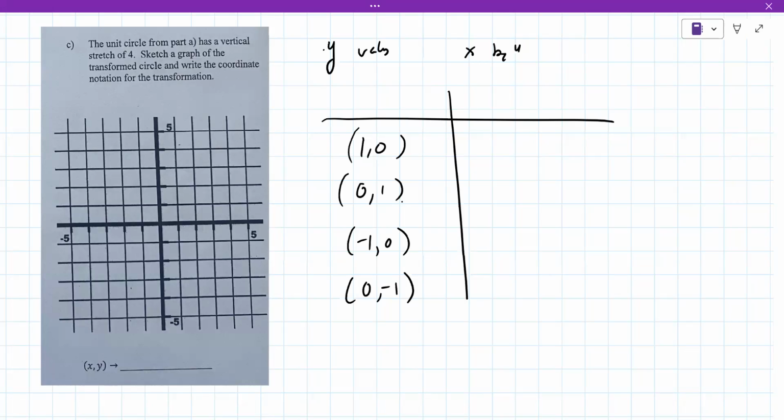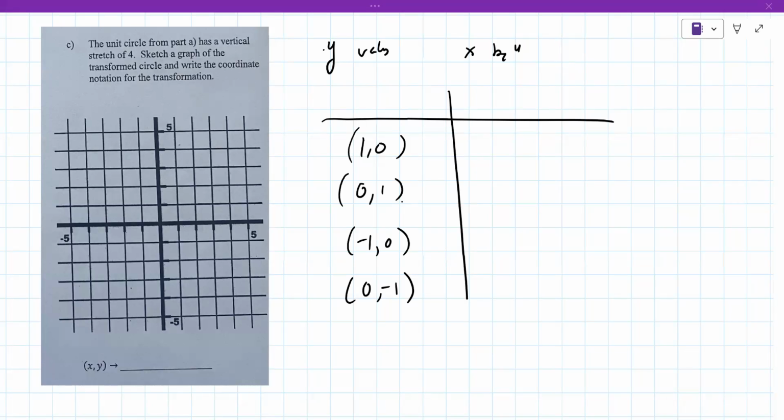No, you're multiplying the y values by 4. Multiplying the y value by 4. That's what a stretch does. It always multiplies. Okay, multiplying by 4. And just the y value? Just the y values. Okay.